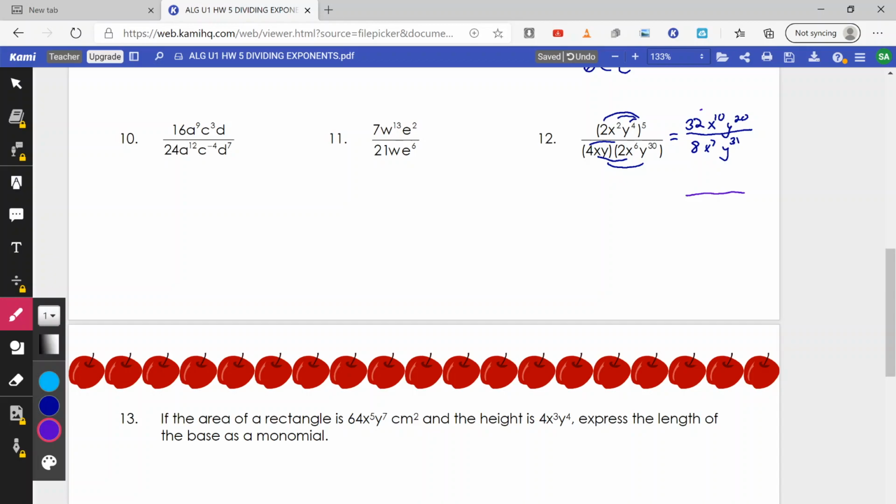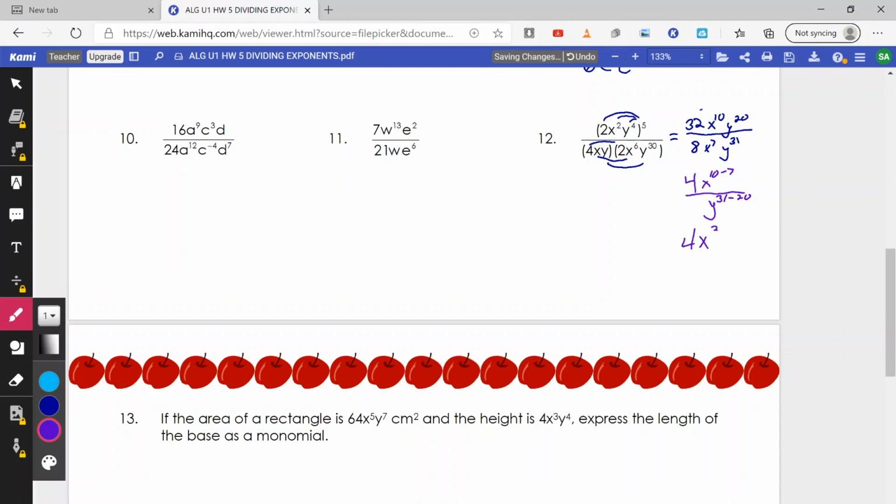So 32 divided by 8, I can do that. Gives me 4. 4 has a power of 1, so it's going to be on top. x to the 10th divided by x to the 7th. The bigger exponent is on top, so x is going to be on top. 10 minus 7. y to the 20 divided by y to the 31st. 31 is larger than 20, so y will be on the bottom. 31 minus 20.